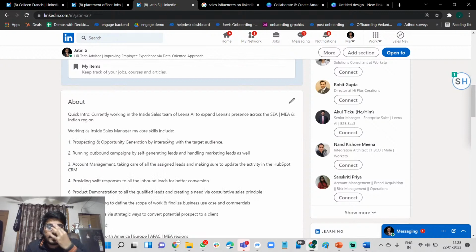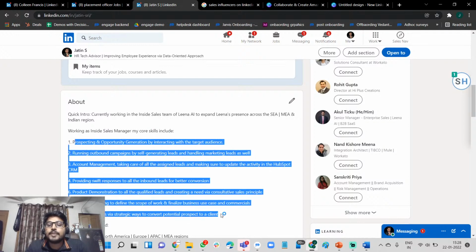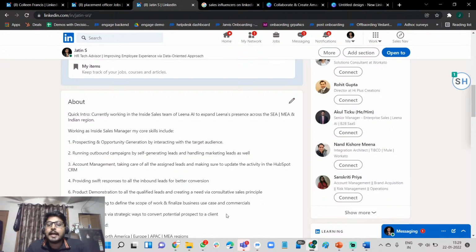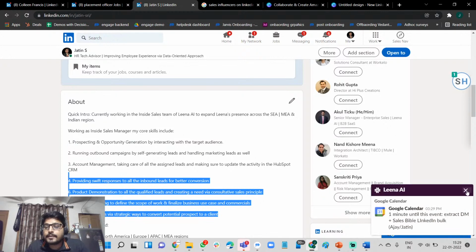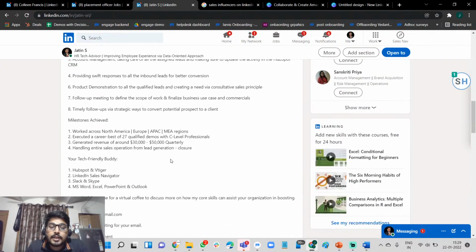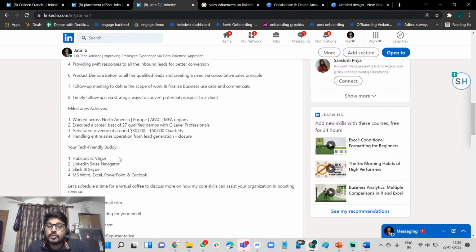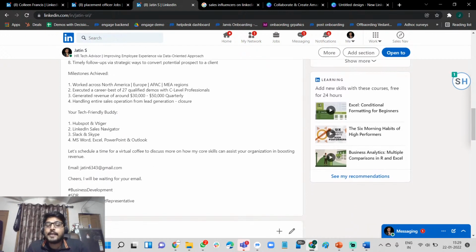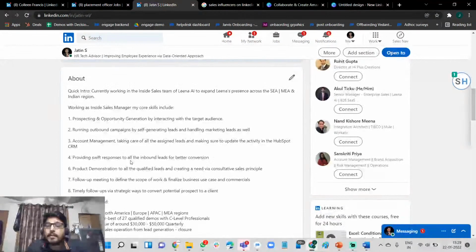If you see here, working as an inside sales manager, my core skills include these eight skills which were mentioned in a job opportunity. I copied that skill set, optimized it with respect to my requirement, and then pasted it here in the LinkedIn about. I mentioned my milestones that I have achieved in the past, the technology I already know how to use with respect to sales, and the hashtags relevant to my profile. Everything is in my LinkedIn about. Now how exactly can you build it?